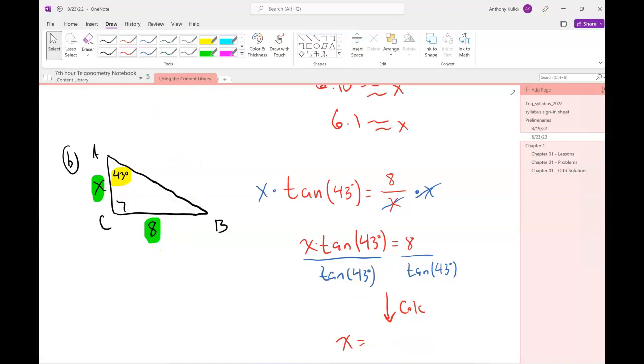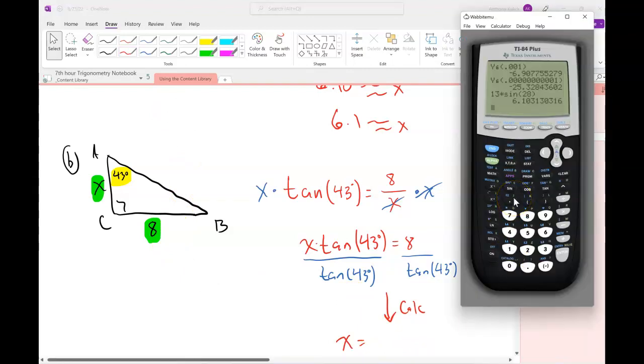And I'll show you a neat trick on your calculator. So if you press alpha and then the y equals button, this opens up the fraction option. If you pick option 1, that's your normal vertical fraction. So it'll allow you to write in your calculator 8 over tan 43. So it looks exactly like it does on your sheet of paper.